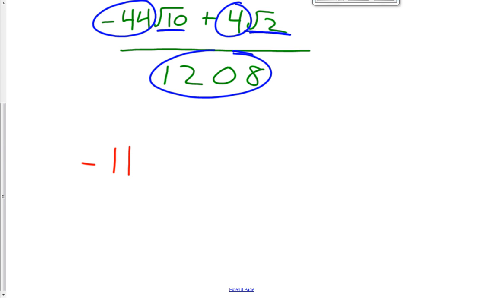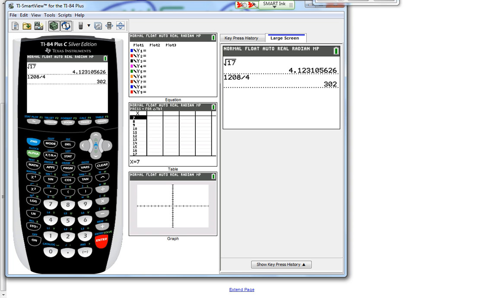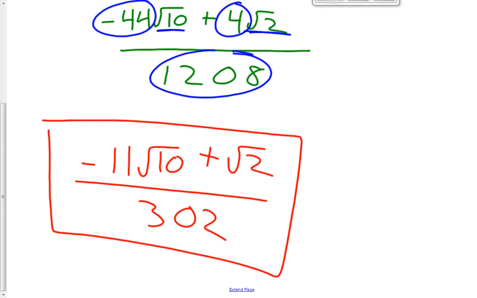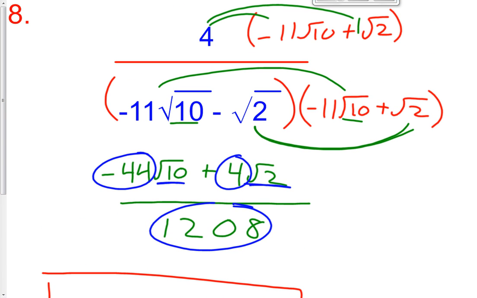So now you have a negative 11 square root 10 plus 1 square root 2, because we're dividing everything by 4, divided by, what did I say that number was? 302. Divided by 302. There is our answer for problem number 8.